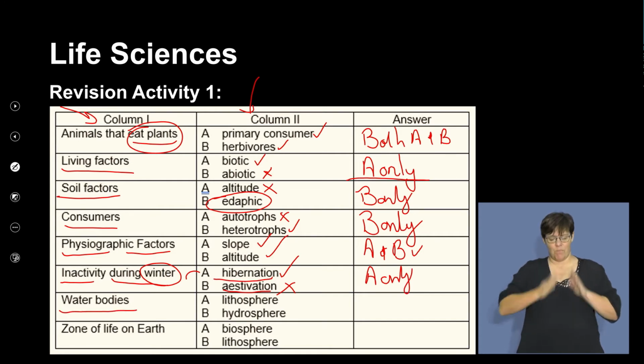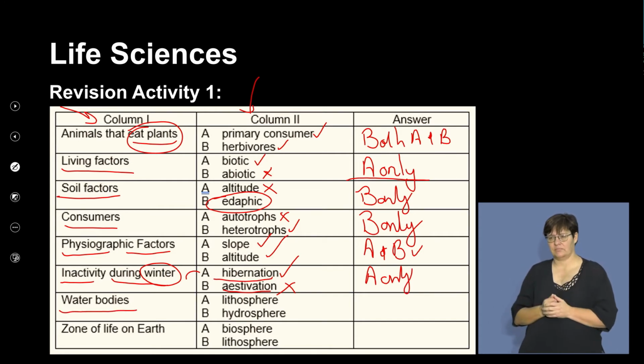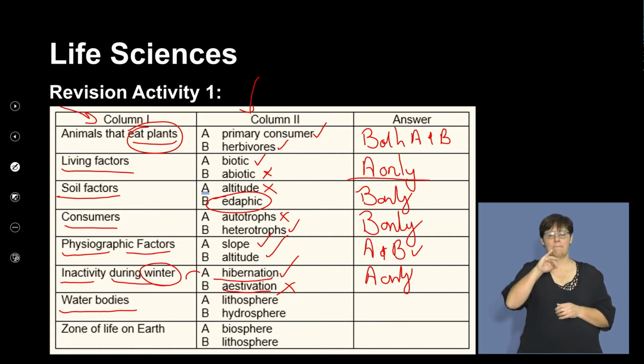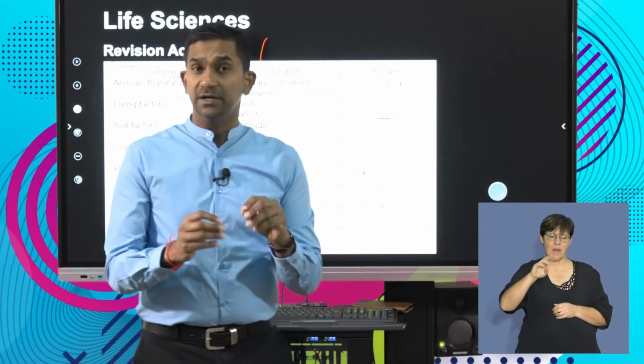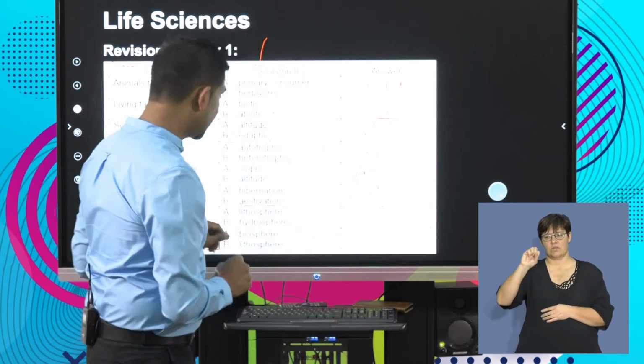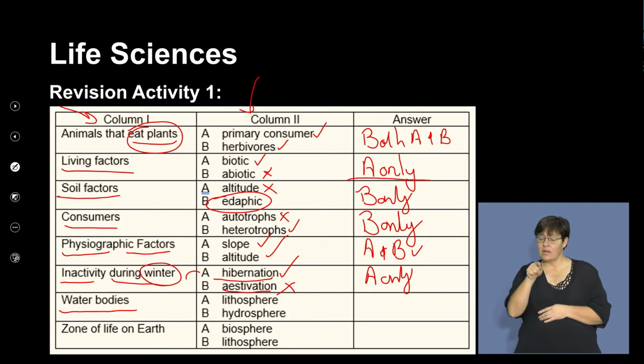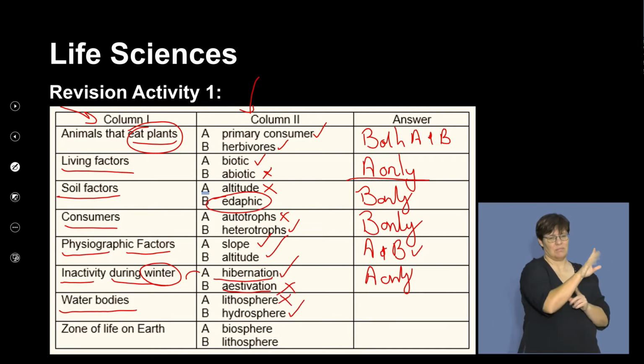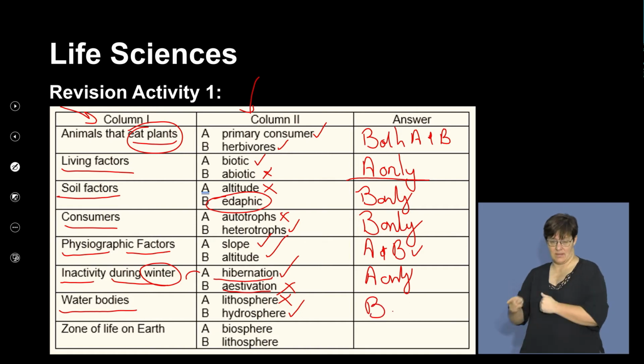Water bodies is the next term. Water bodies in the context of the biosphere refer to those components that make up the hydrosphere. So the context of this answer would be A only, whereas lithosphere refers to the soil. So the answer there was B only.